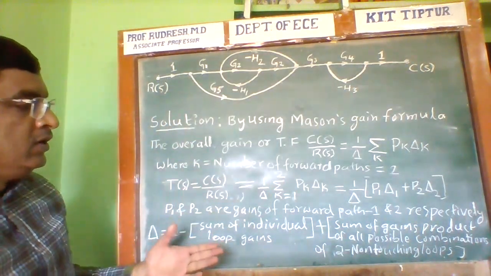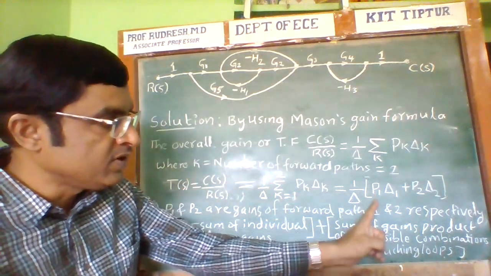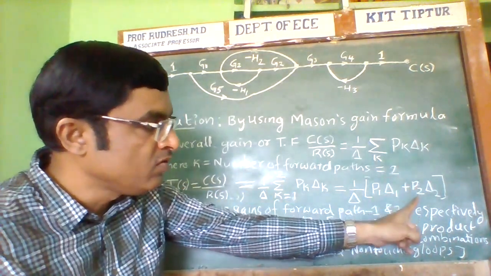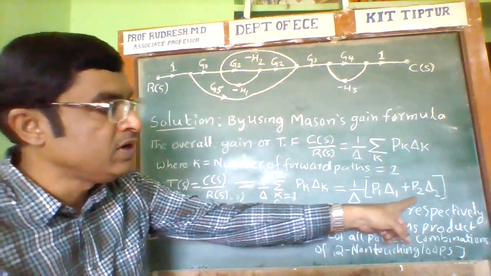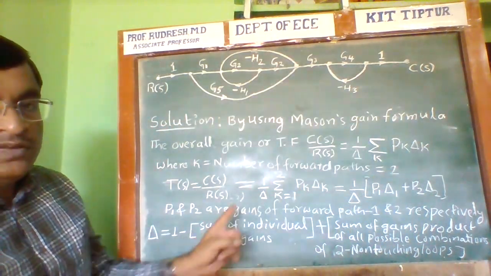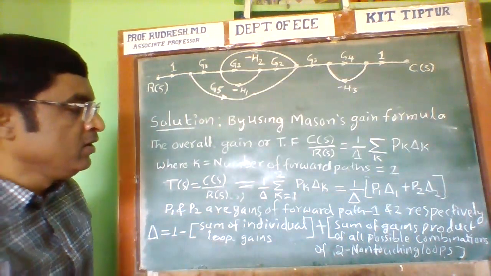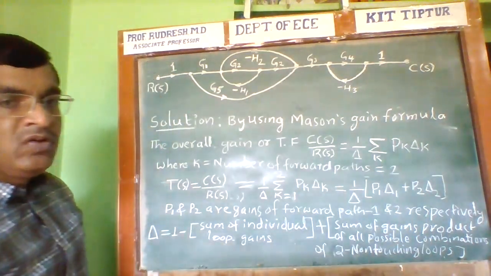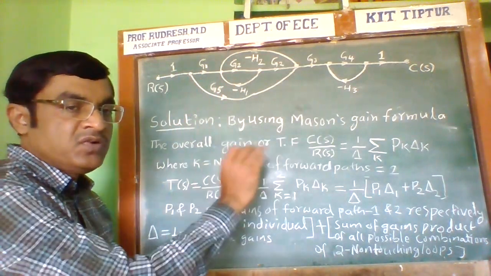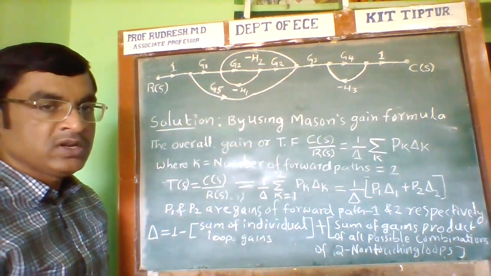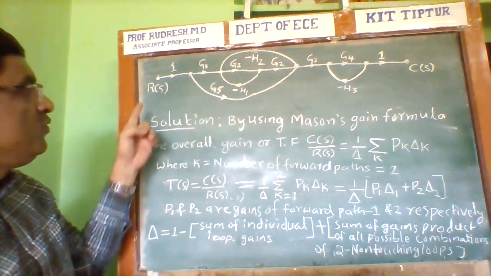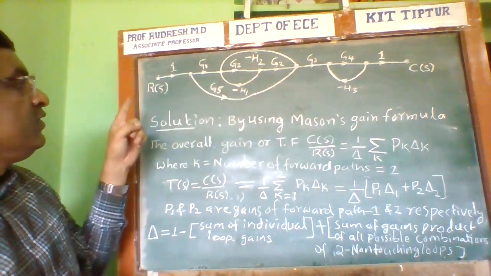After writing the formula, the next step is to calculate. What are the next steps? We need to calculate P1, P2, delta 1, delta 2, and this delta. In order to calculate P1 and P2, we identify the number of forward paths from this particular graph. There are 2 forward paths in this particular signal flow graph.